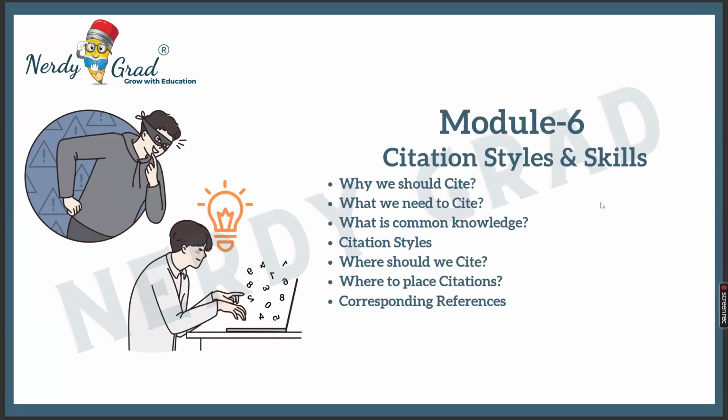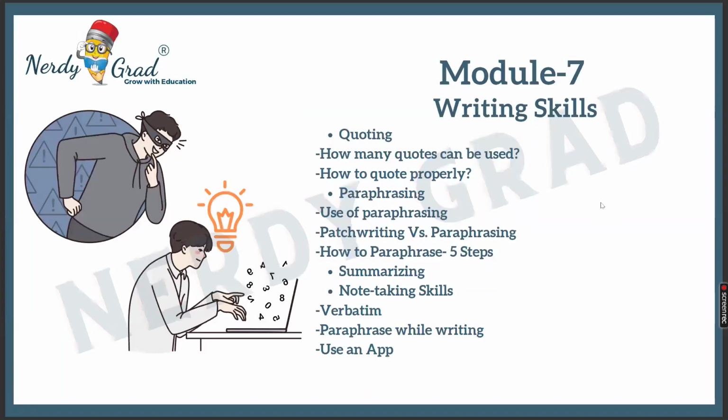In module 6, we'll be talking about citation styles and skills. In this, we will see why we should cite, what we need to cite, what is common knowledge, certain citation styles, where we should cite, where to place the citations, and their corresponding references. In module 7, we'll be talking about writing skills, which includes quoting: how many quotes can be used and how to quote properly. Secondly, paraphrasing, the use of paraphrasing, patch writing versus paraphrasing, and how to paraphrase through 5 steps. Then summarizing, and then note-taking skills, that is writing verbatim, paraphrasing while writing, or using an app.